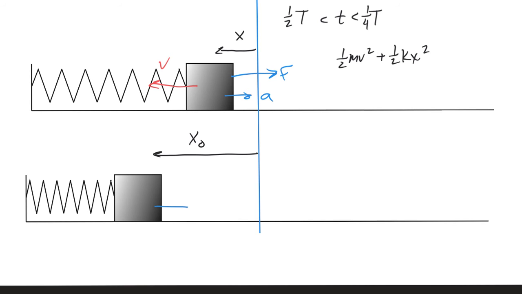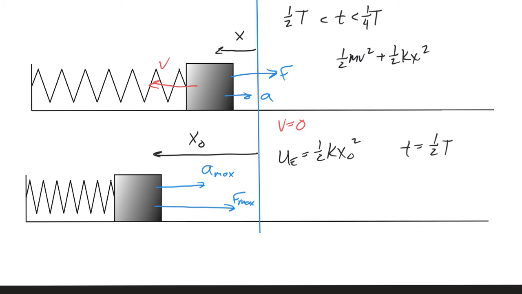At this moment, force is again at max, acceleration is again at max, but velocity is 0, all the energy is back to elastic. And right now, we are at 1/2 the period.